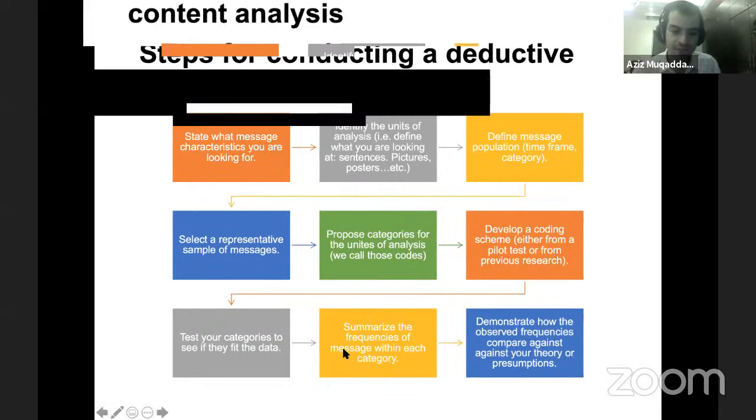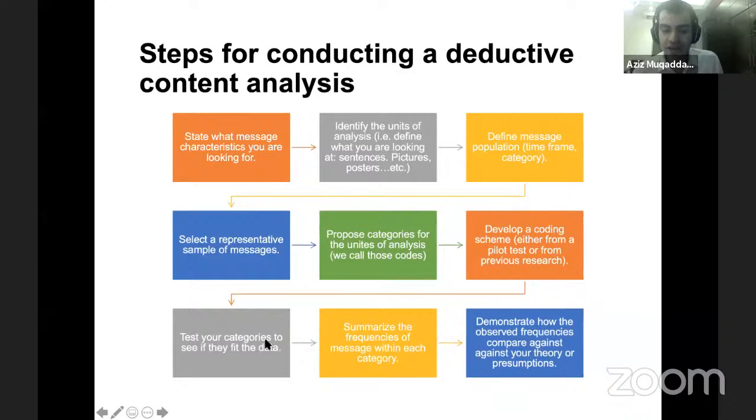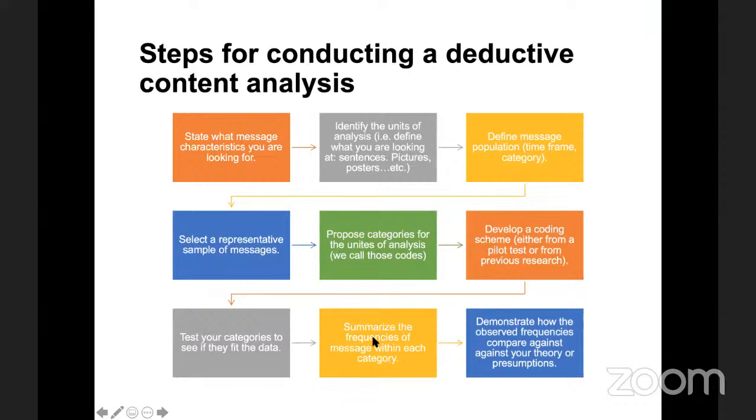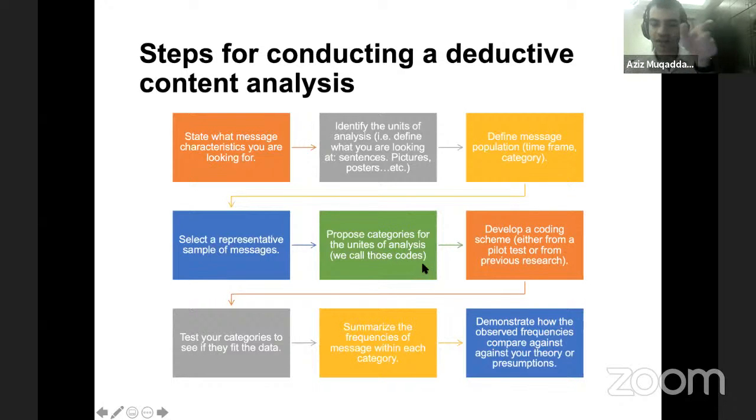That's the coding scheme. You test your categories on a sample of data to see if they fit, so if it makes sense to apply it to the unit of analysis. And finally, once you do that, this would be the actual content analysis. You look into the frequencies by which those things emerge.